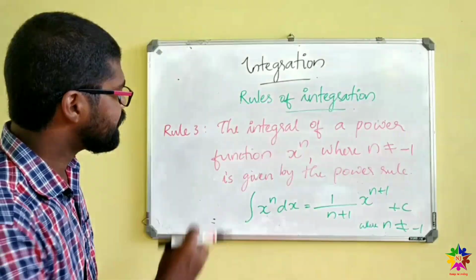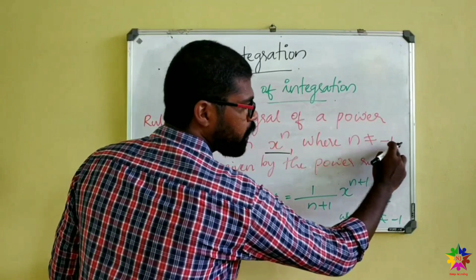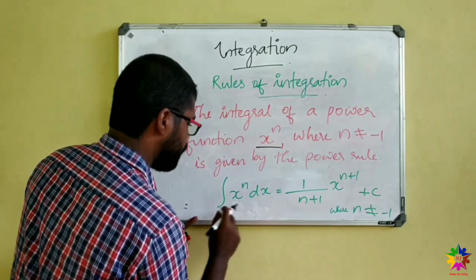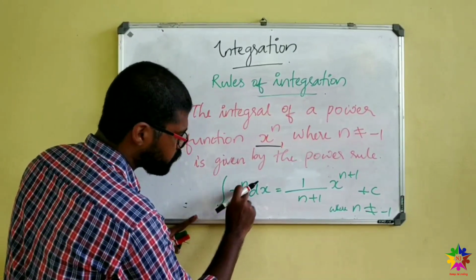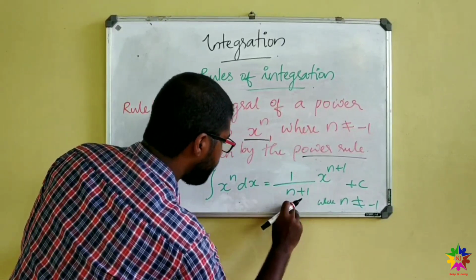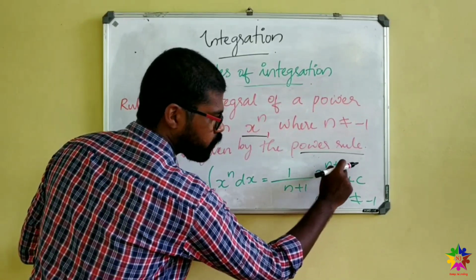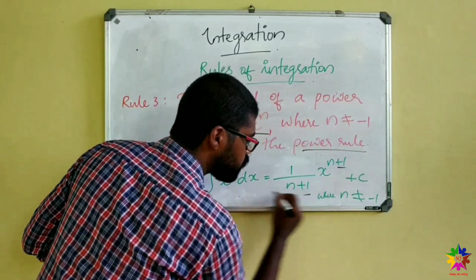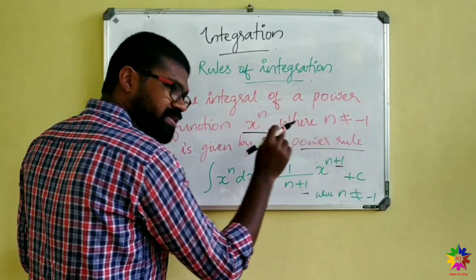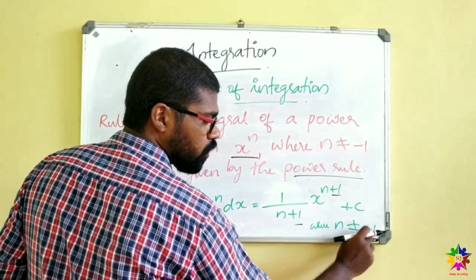The third rule is the integral of a power function x raised to n, where n is not equal to minus 1, and we will discuss this case later. It is given by the power rule: integral x raised to n dx is equal to 1 by n plus 1 times x raised to n plus 1. So we add 1 to the power n, and we also divide by n plus 1. Since it is an indefinite integral, we always have to add the constant c, where n is not equal to minus 1.